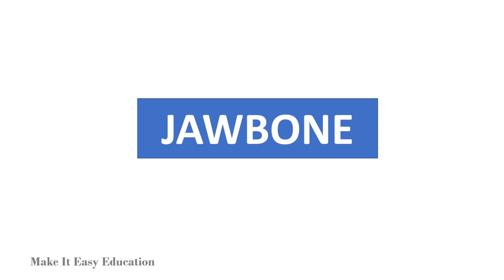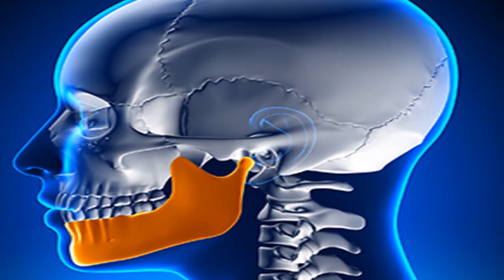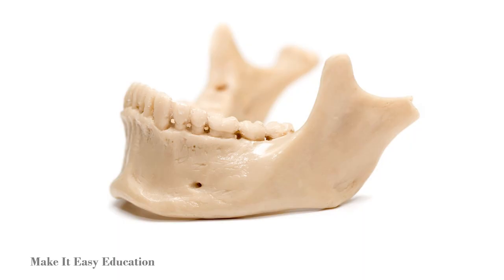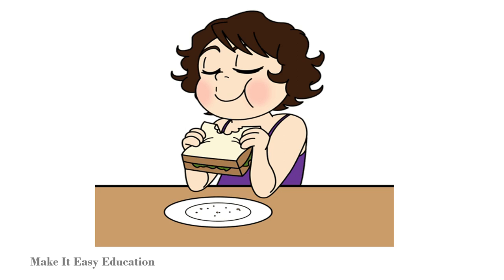Jawbone. The jawbone is the U-shaped bone of the lower jaw. It is the largest and strongest bone on the face. It holds the lower teeth. It is the only bone on the face that can move. It helps us to move our mouth so that we can chew food.